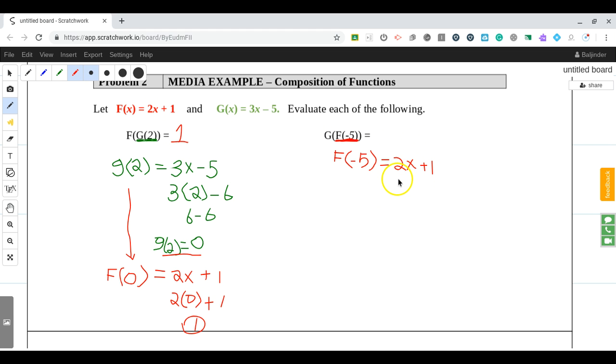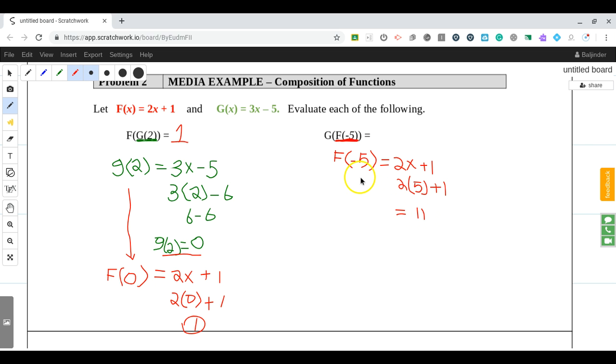And that's 2 times 5 plus 1, right? So here's my parentheses, 2 times 5 plus 1. Okay, do the math. 2 times 5 plus 1 is going to be 10 plus 1, that's 11. Okay? So f of negative 5 is equal to 11.